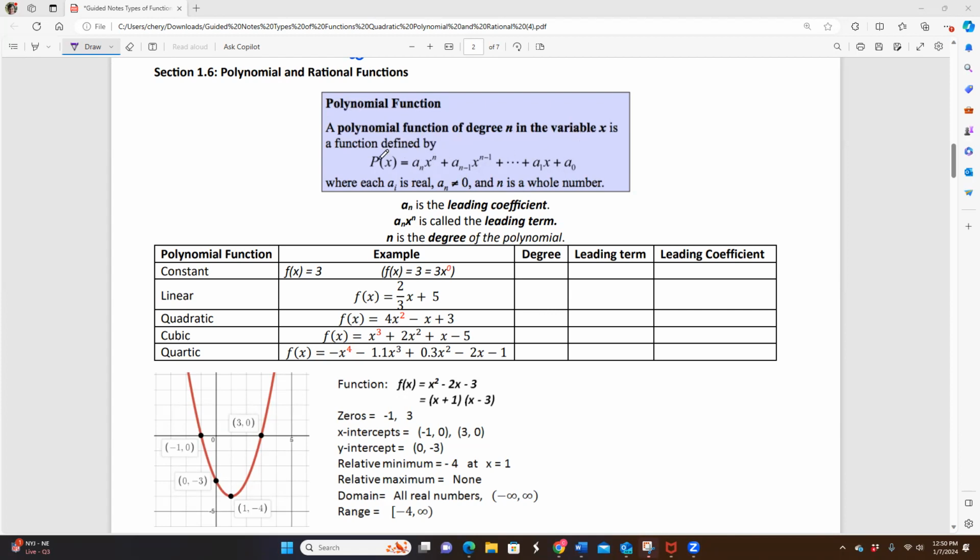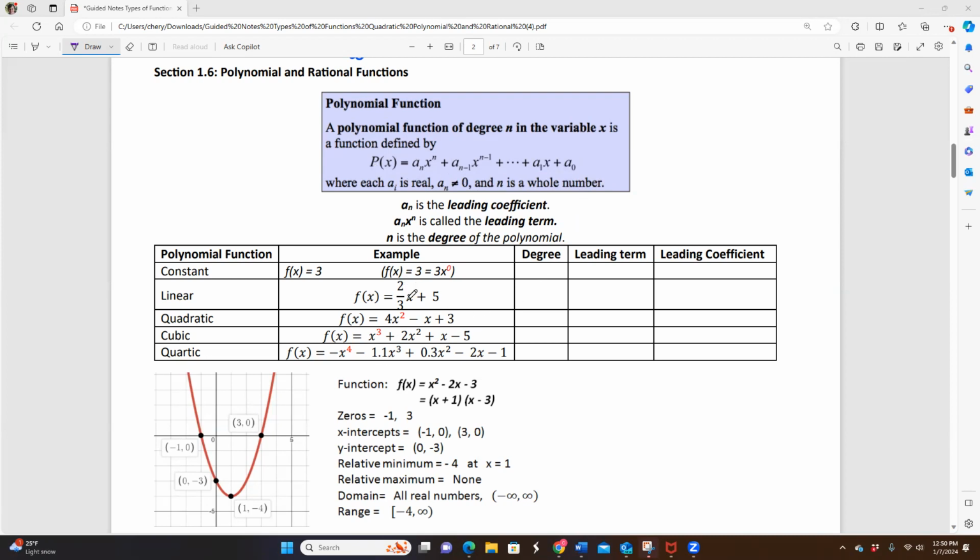It's defined as p of x equals a sub n x to the nth power plus a sub n minus 1 x to the n minus 1 plus all the way down to a sub 1 x plus a sub 0, where each a sub i is a real number and a sub n doesn't equal 0 and n is a whole number. So what does that mean?